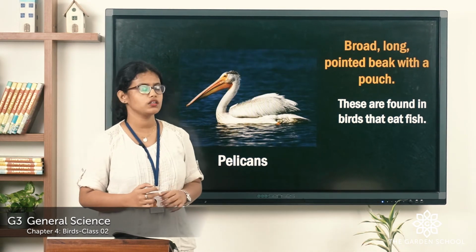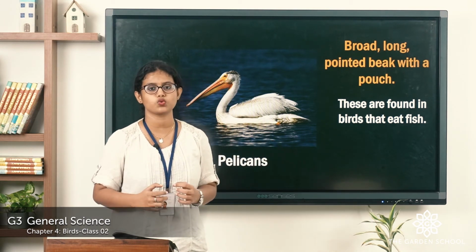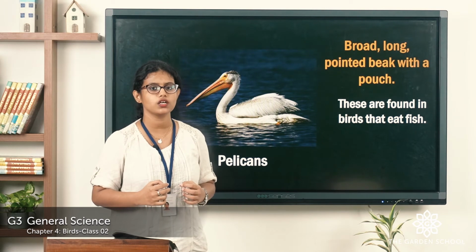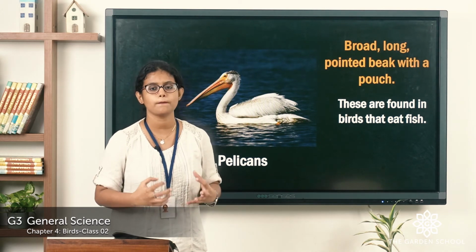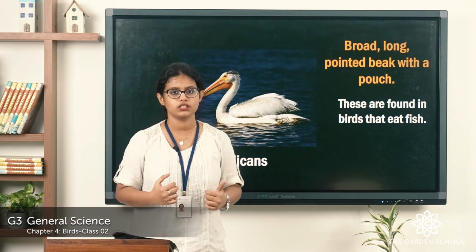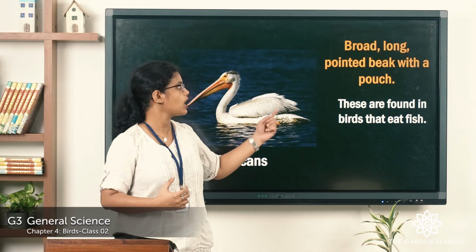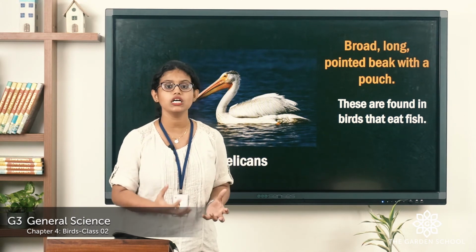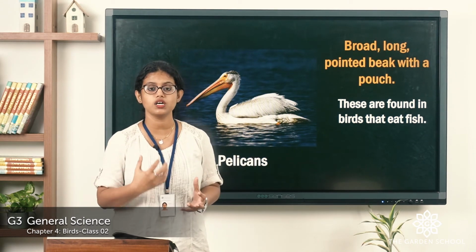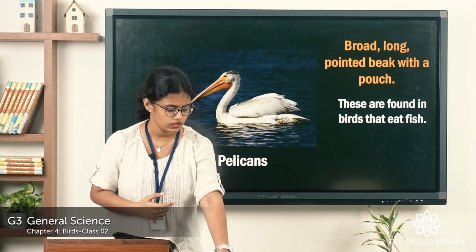The next one, broad, long, pointed beak with a pouch. There are birds with pointed beak with a pouch. One such example for the bird is pelican. So these birds eat fish and it has a pointed beak with a pouch. So what do these birds feed on? These birds feed on fish.